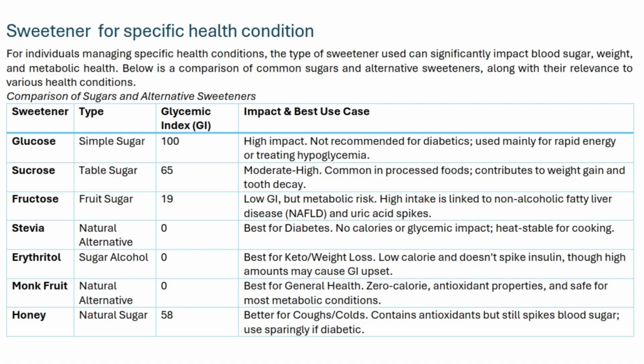Honey, with a GI of 58, is noted for its antioxidant content and is beneficial for alleviating coughs and colds. However, it still raises blood sugar levels and should be used sparingly by those with diabetes. Overall, selecting the appropriate sweetener is crucial for managing health conditions effectively.